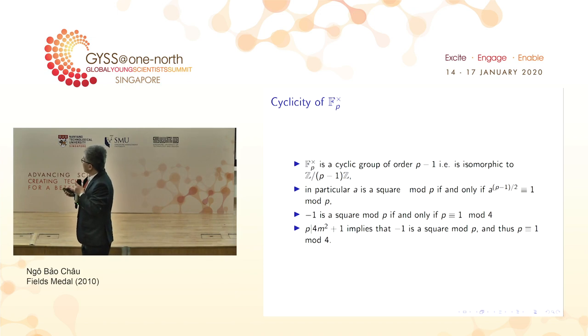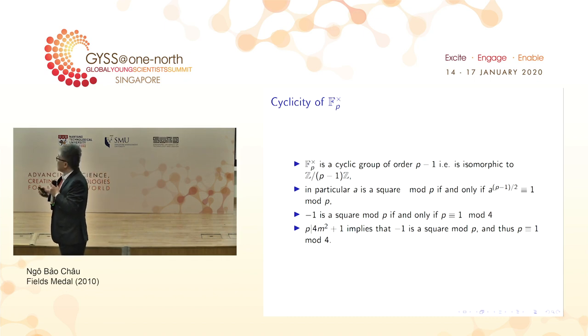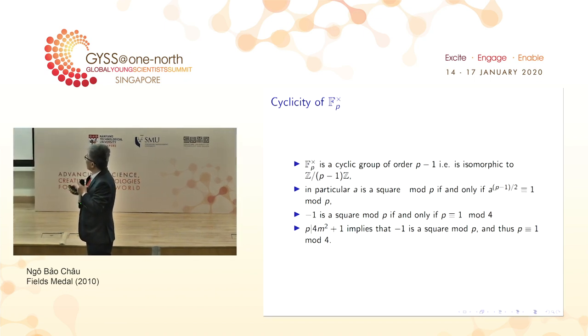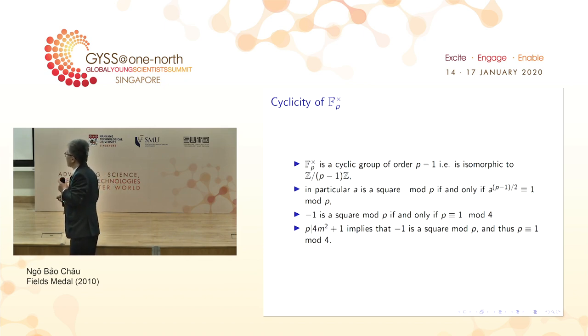And because this is a cyclic group, there is a criterion to test it. If A is a square, like A equals B squared, then when you raise it to this power, it becomes B to the P minus 1, which equals 1. If it is not, then this is going to be negative 1.